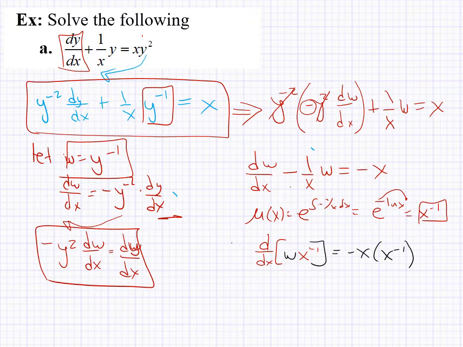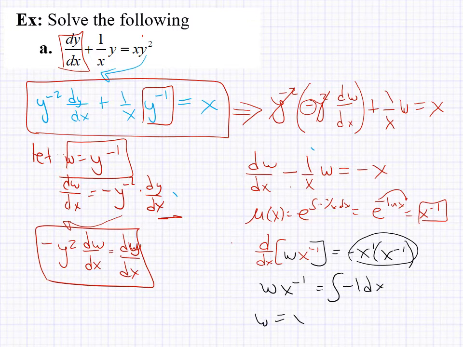And so then we're going to integrate both sides. So we get w x to the negative 1 equals the integral of x times x to the negative 1, that's just negative 1 dx. So w x to the negative 1 equals negative x plus c. Multiply everything through by x to get rid of this x to the negative 1, and we get w equals negative x squared plus cx.